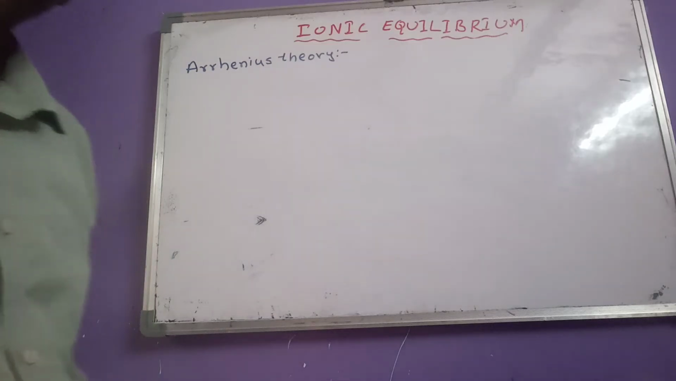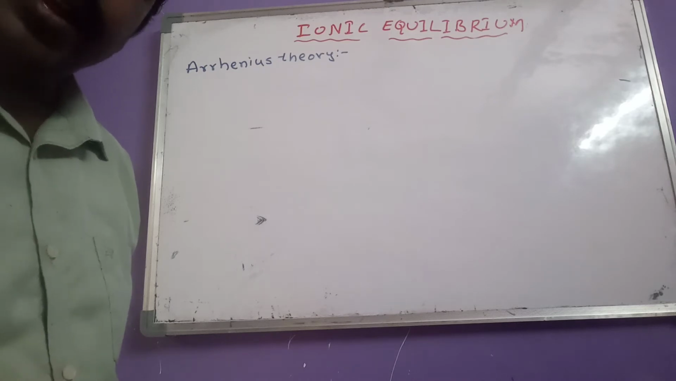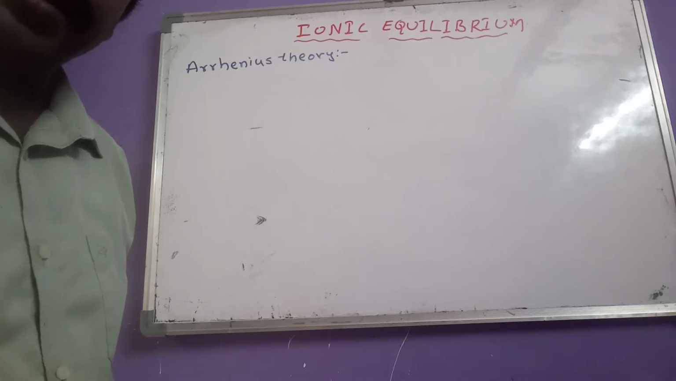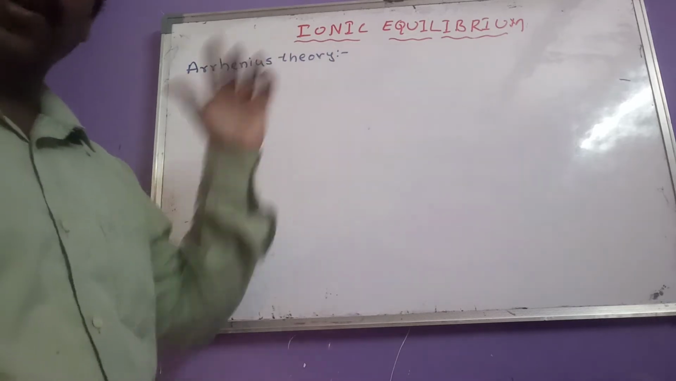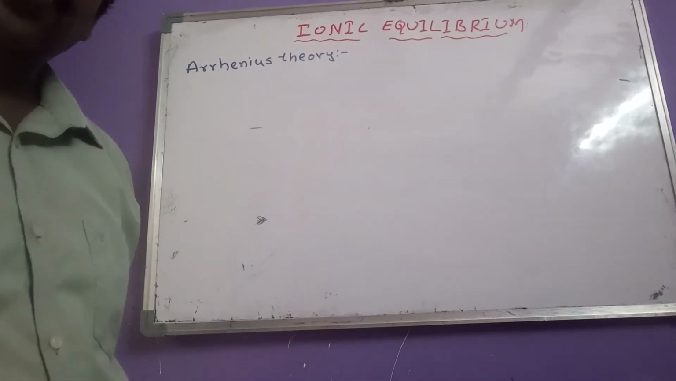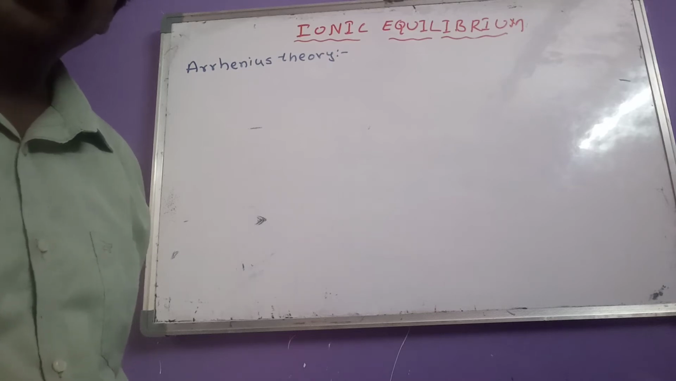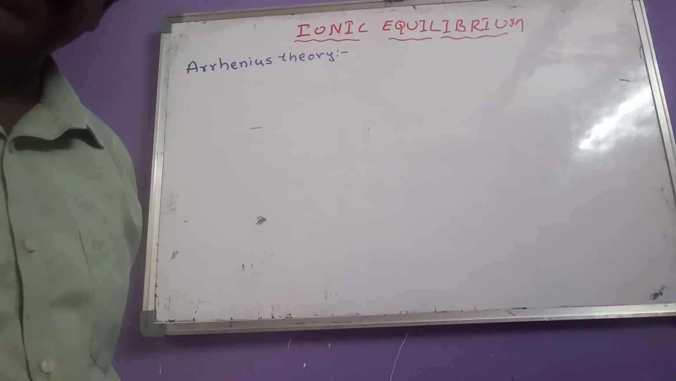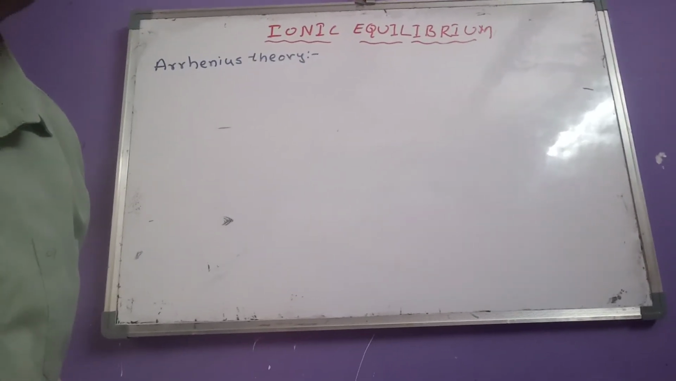Hello to everyone. In this video, let us discuss ionic equilibrium, in that acids and bases definitions, Arrhenius theory, and Bronsted-Lowry theory. First, let us see what are acids and bases. We know the general characteristics of acids: acids are sour to taste. An example is lemon water, which is an acid because it has a sour taste.